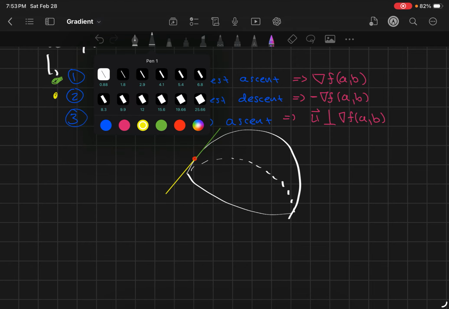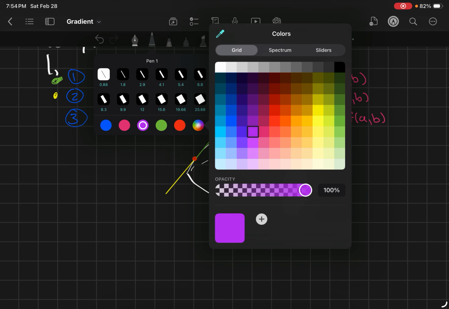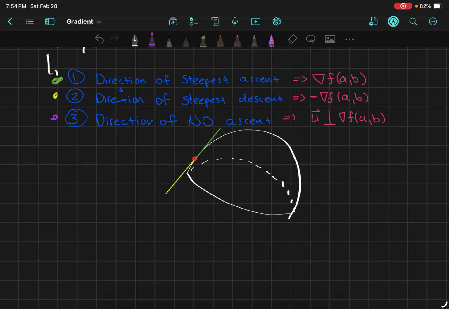Oh man, there's no colors I haven't used yet. We'll do a new color today, purple. It's just the first one I picked.